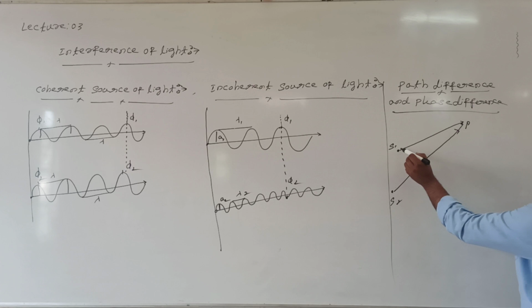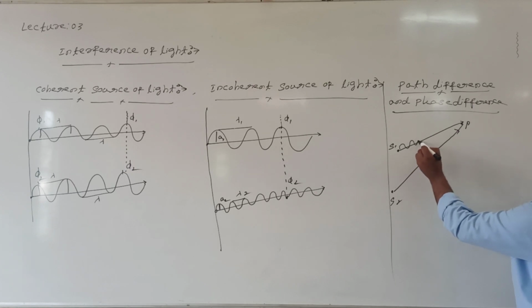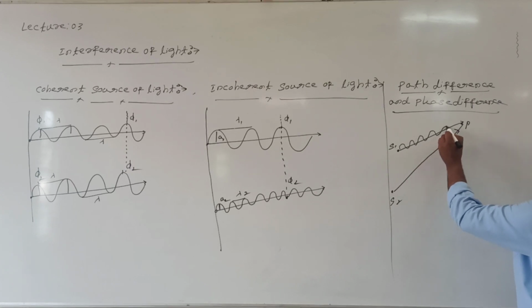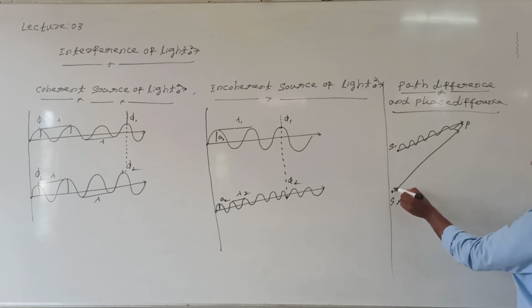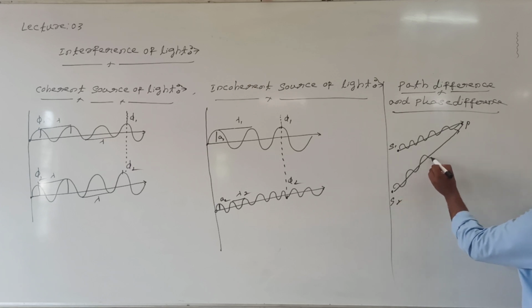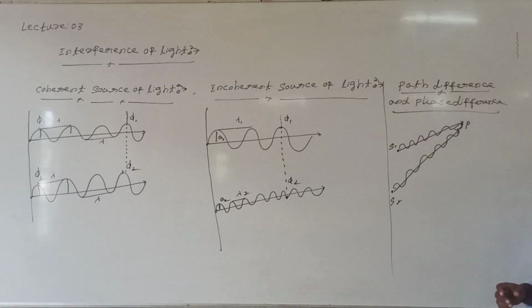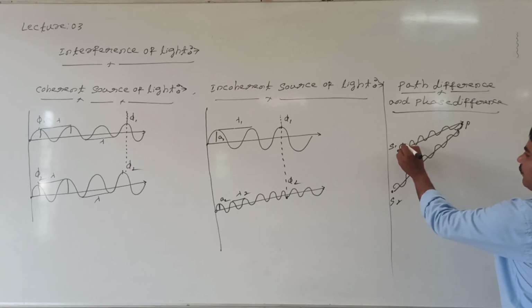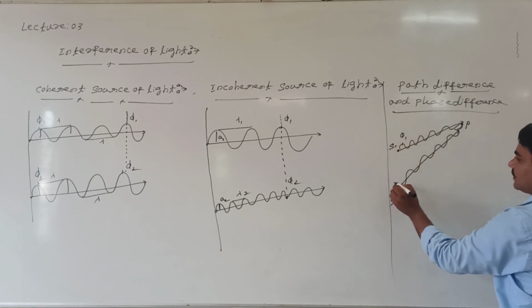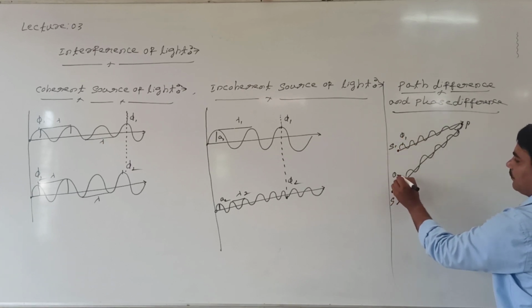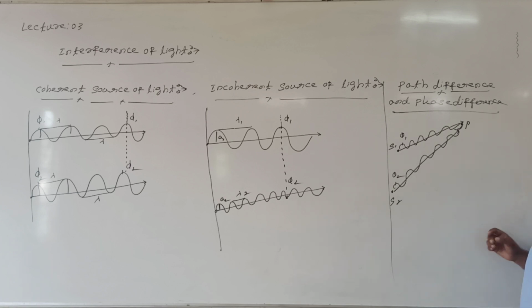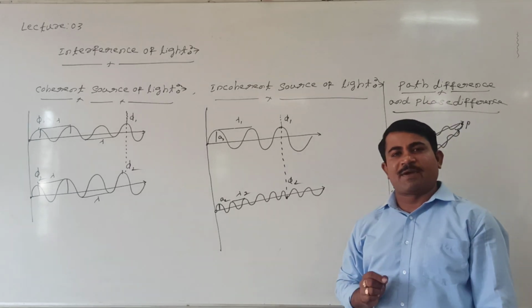How do the waves go from this point? From this point, waves go like this. And from this point, waves move in this direction and meet at a point P. At this point, the phase is phi 1. At this point, the phase is phi 2. First, I can understand what is meant by path difference.